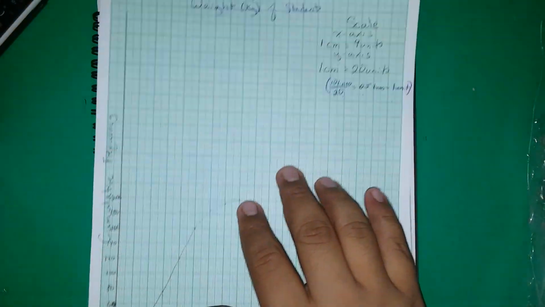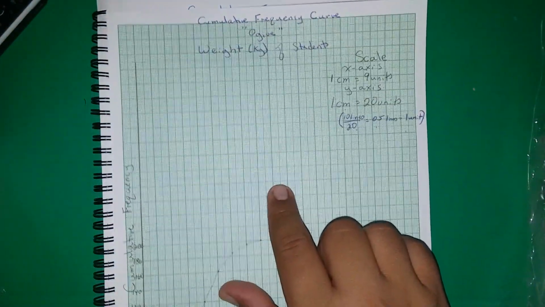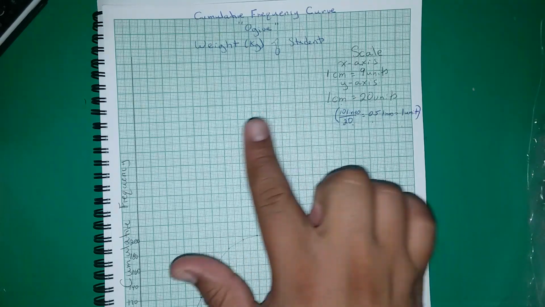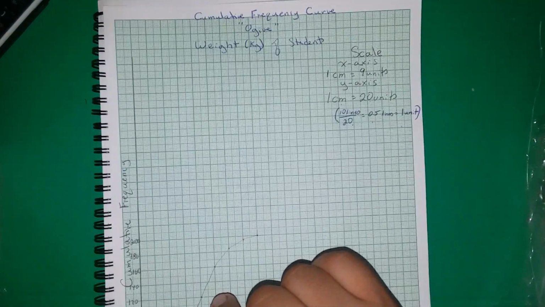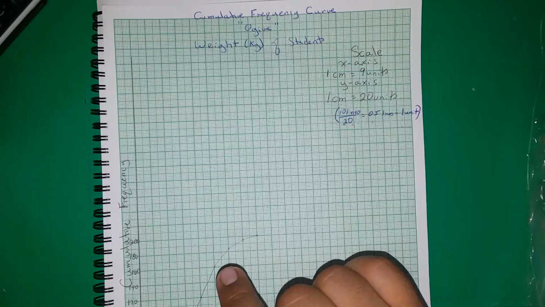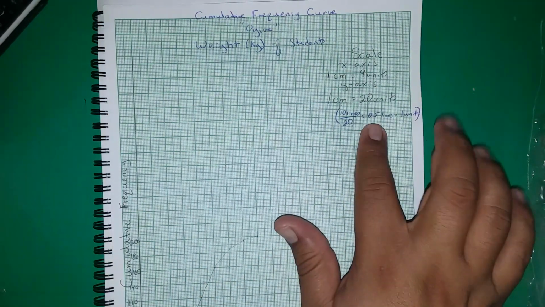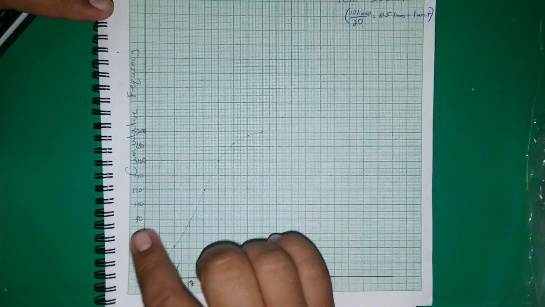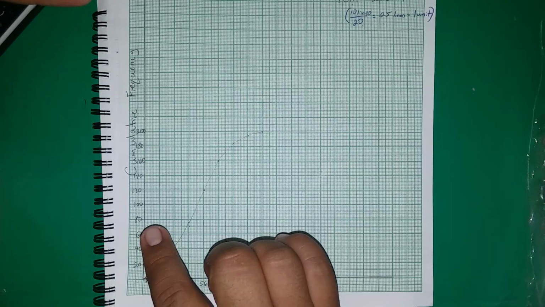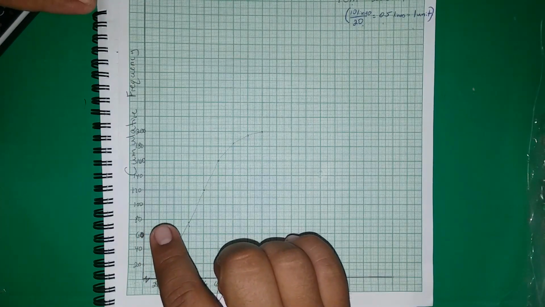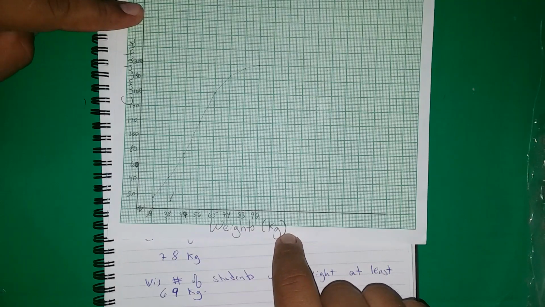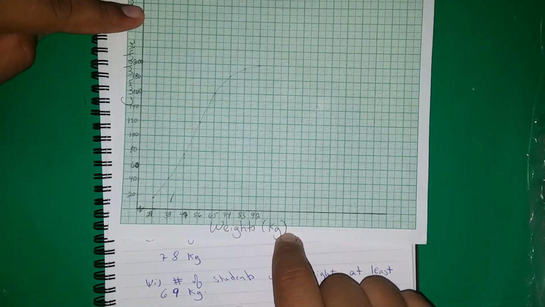Quickly, before I move on, make sure that you have your title, which is cumulative frequency curve, ogive, and in this case we're dealing with weights of students. And then you have your scale here on the side, your cumulative frequency on this side. It will always be cumulative frequency, so don't hesitate to write that. And then here it is going to be our weights in kilograms.